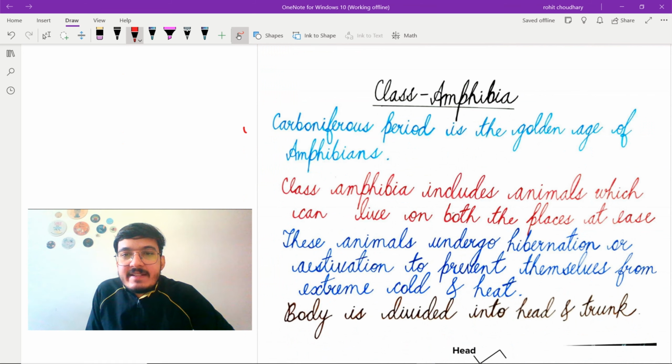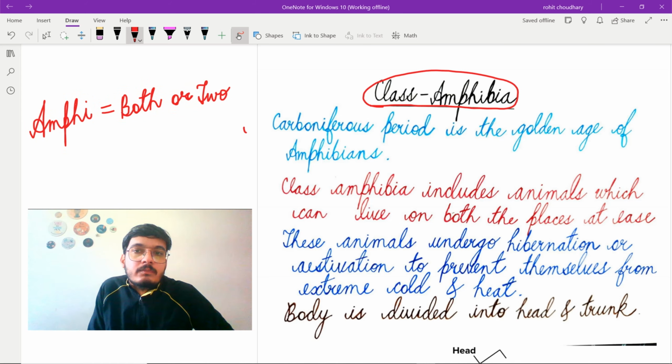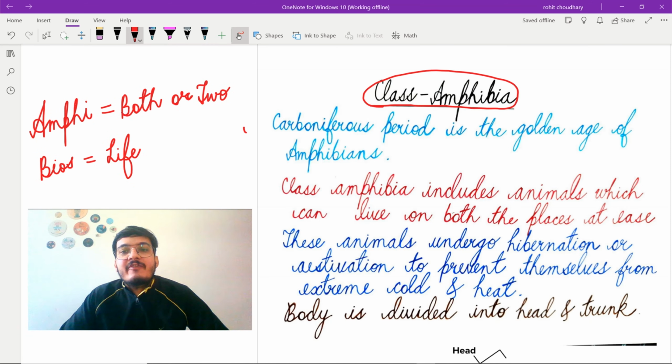Before studying the characteristic features, we should know the meaning of this term amphibia. What does the term mean? Amphibia is derived from two words, amphi, that means both or two, and bios, that means life. As we have already studied, they have a dual mode of life, that means they can live in water as well as on land.